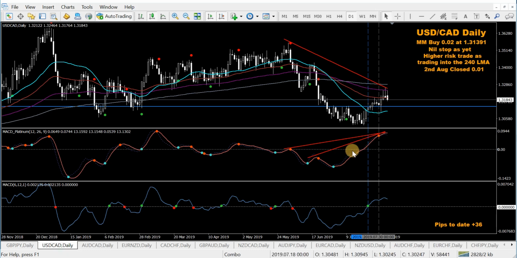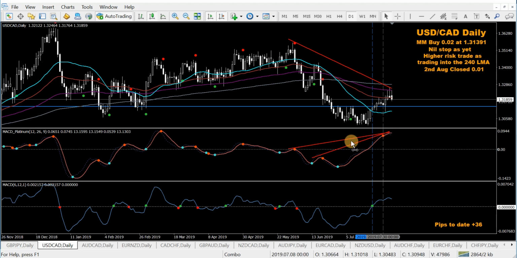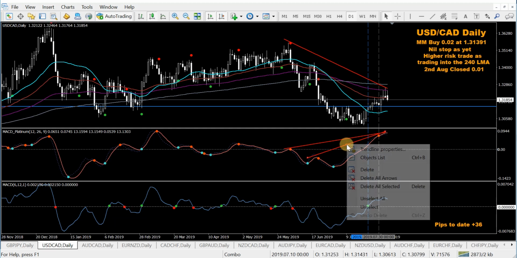USD CAD. You can read my notes. As I said, you can obviously see the mod MACD got a buy, no other trades. You can see the cross there, price closed above the 25 SMA, took the trade. It sort of stalled a bit up here, so I got a red dot on the MACD above the 0 level. Actually, I'll get rid of that line because that's no longer valid. Now this chart's playing up.